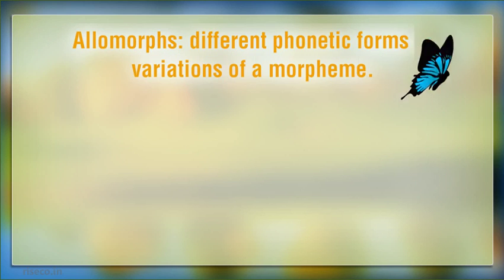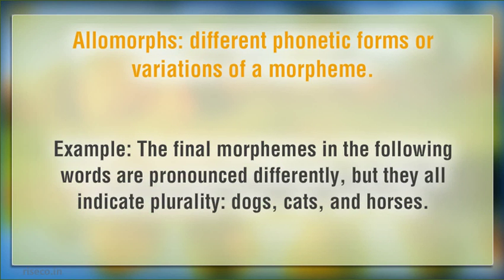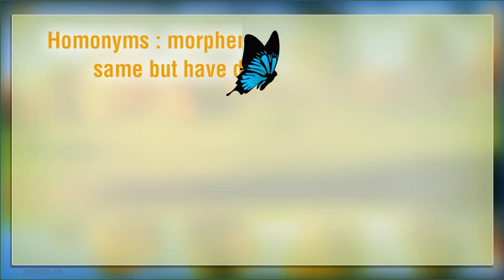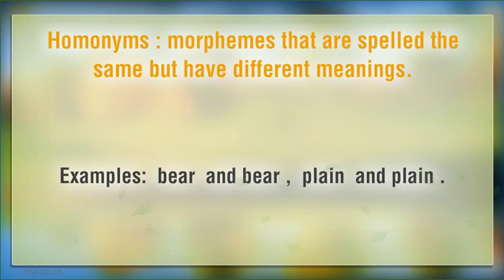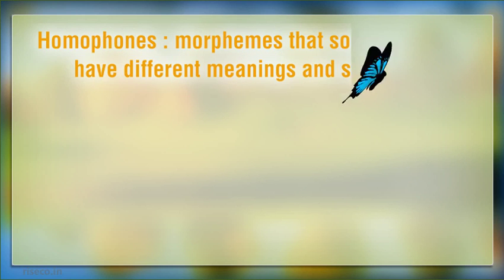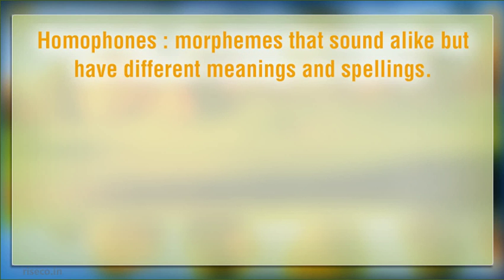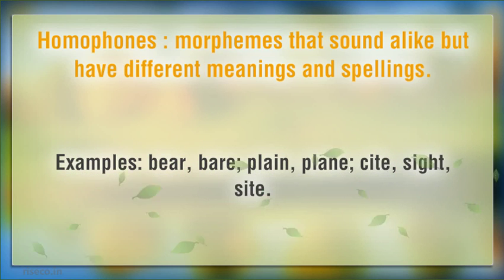Allomorphs, different phonetic forms or variations of a morpheme. Example, the final morphemes in the following words are pronounced differently, but they all indicate plurality: dogs, cats, and horses. Homonyms, morphemes that are spelled the same but have different meanings. Examples, bear and bear, plane and plane. Homophones, morphemes that sound alike but have different meanings and spellings. Examples: bear, bare; plane, plain; sight, site, cite.